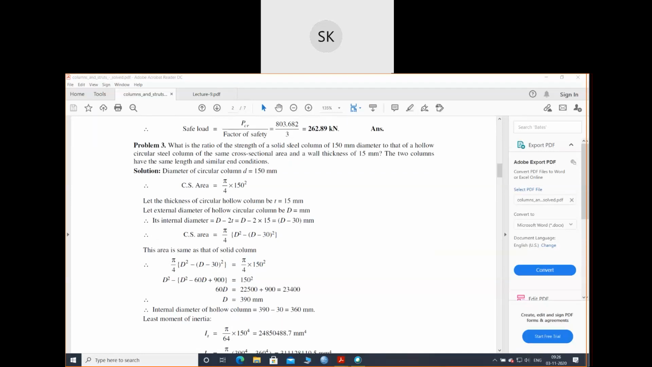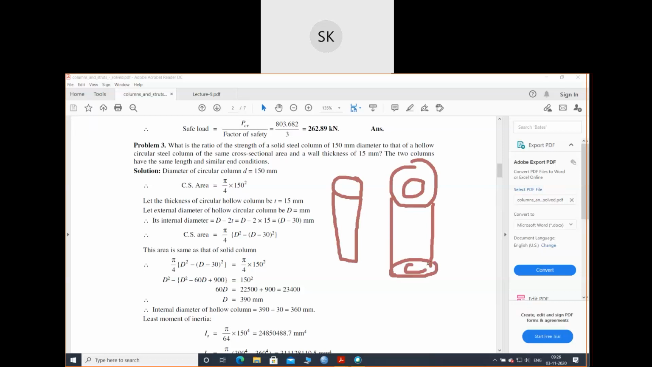What is the ratio of the strength of a solid steel column of 150 mm diameter to that of a hollow circular steel column of the same cross-sectional area? And wall thickness is given. That means a solid steel circular column is given, and one is hollow. They have asked you to find the ratio of strength, strength of this divided by strength of this.